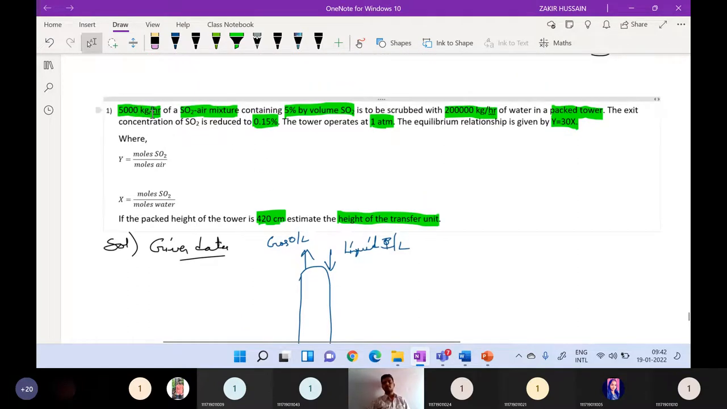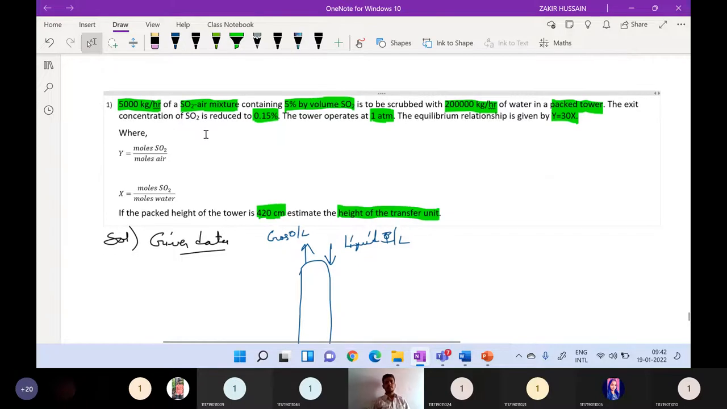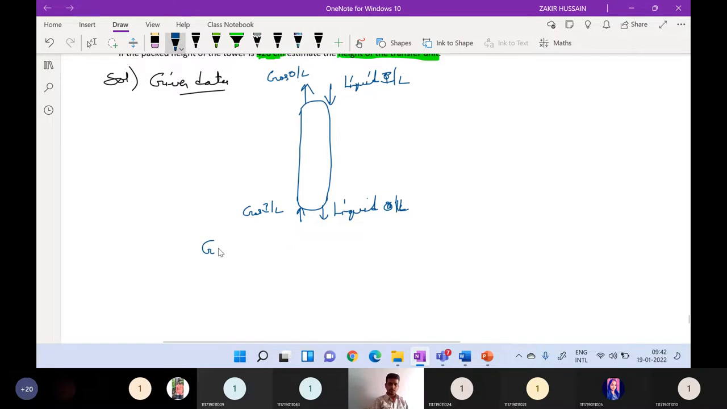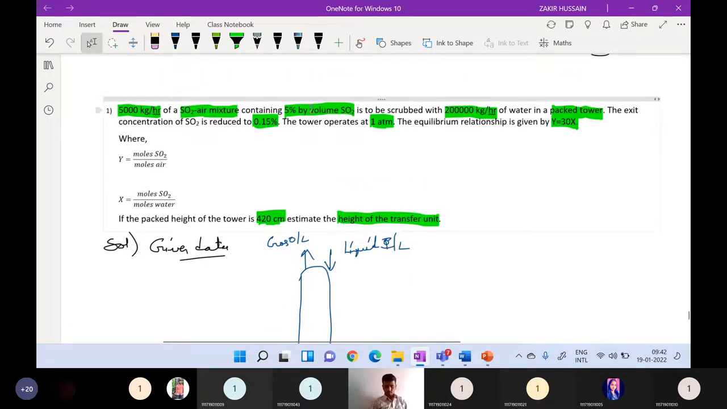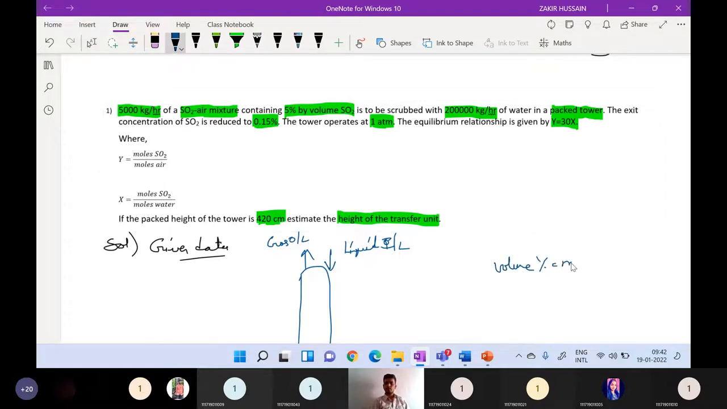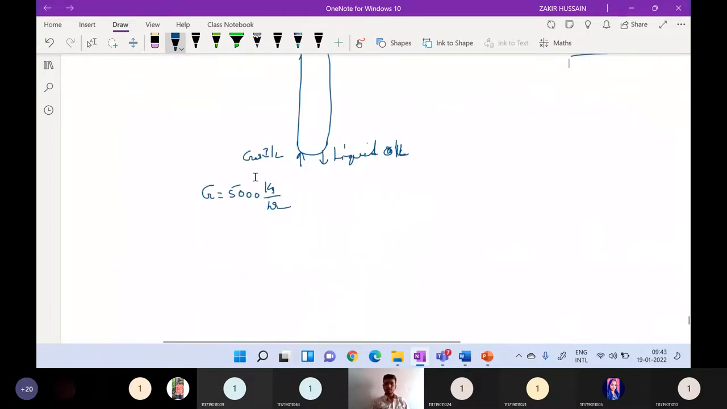So what are the required parameters we have to identify here? 5000 kg per hour of SO2 air mixture means G = 5000 kg per hour. That is the mass flow rate. This mass flow rate we have to convert into moles, because the compositions are given in mole percentage. For gases, volume percentage equals mole percentage equals pressure percentage. So 5% by volume SO2 means only 5% of your gas mixture is SO2.